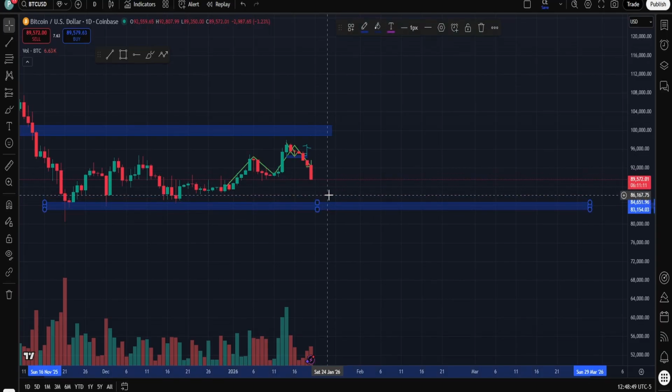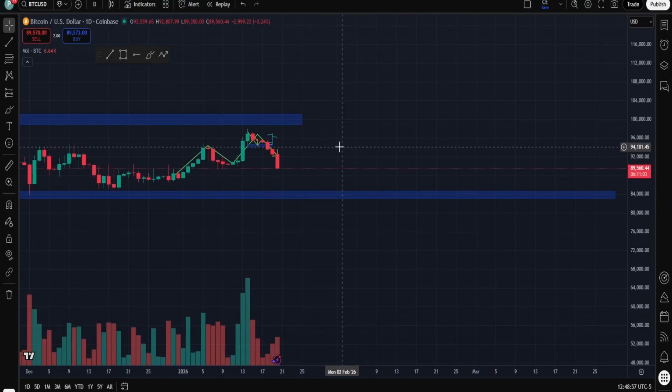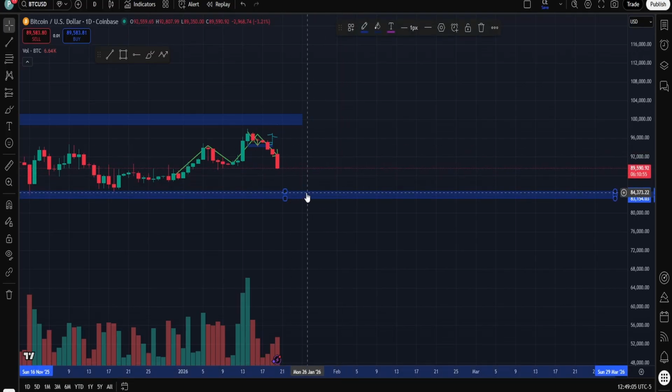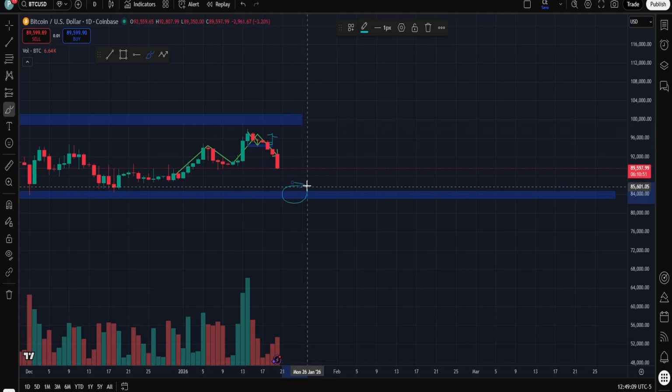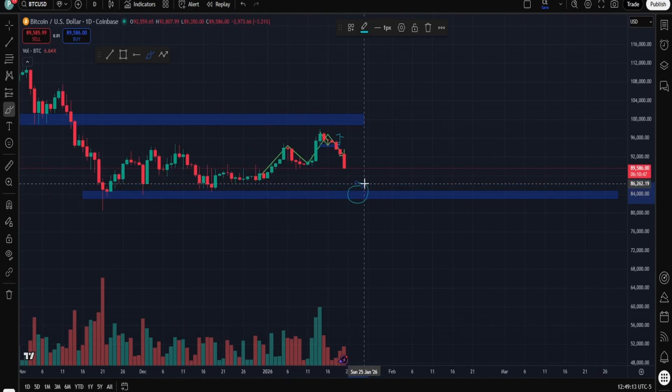So my game plan as of right now, unless something changes, which of course, if it does, I will make an update on that immediately, is taking a short trade of Bitcoin towards this 84K level. And then I'm going to take profit at 84K, and start accumulating, building up my long orders, because I'm expecting a major accumulation at this 84,000 area.